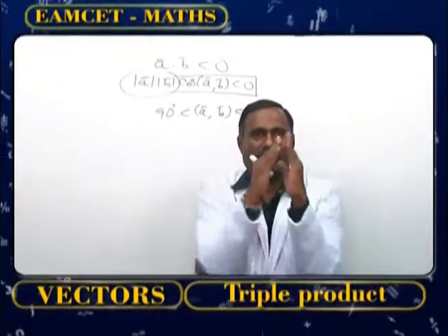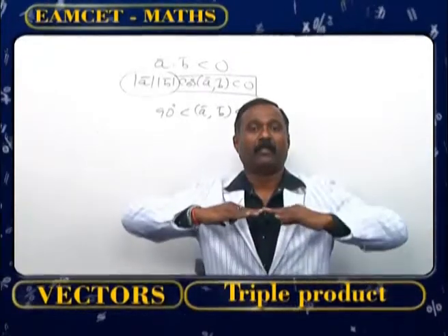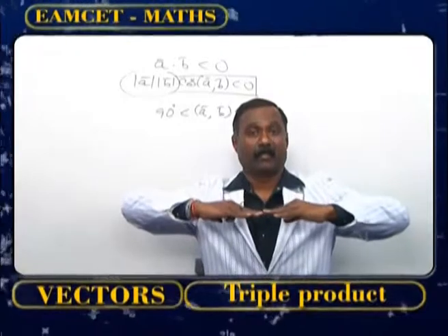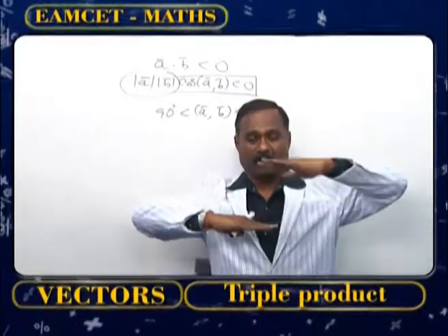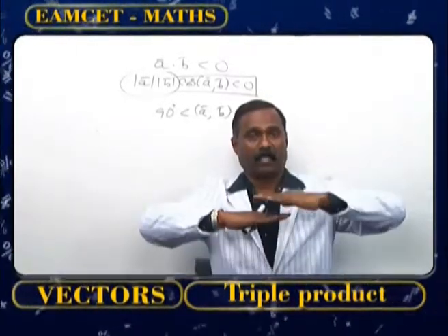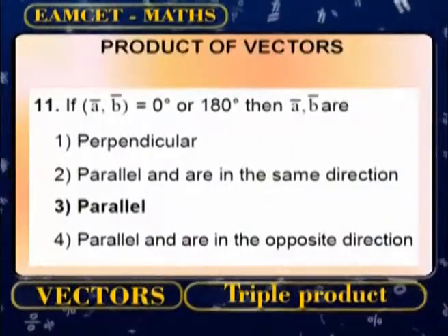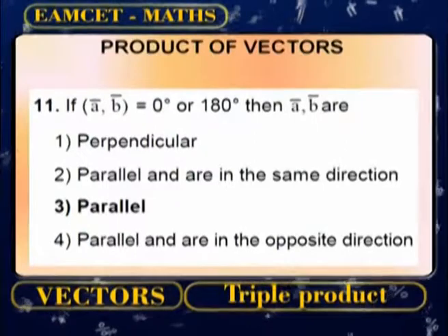So either 0 or 180, then what happens? If it is 0, parallel. If it is 180, it may be like this or it may be like this. That means they must be parallel or coincident. So what is the option there? They are parallel. Very simple. You all know that. Let's go to the next question.